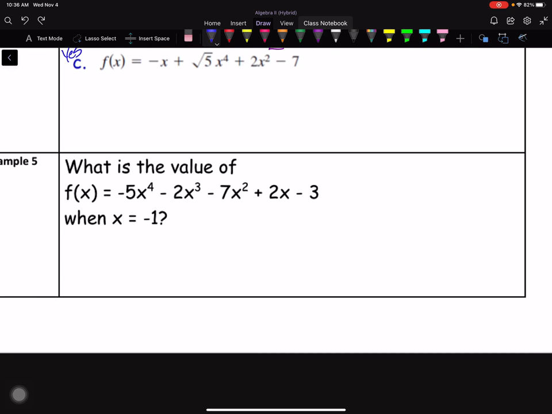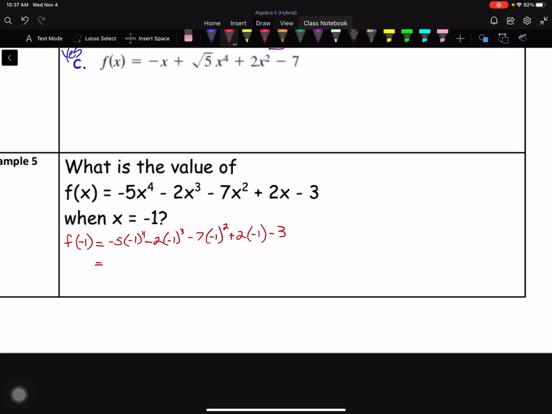The last example here is: what is the value of f of x, and it gives you the function, when x equals -1. All you need to do is plug in, so take the function and replace all the x's with -1. This means we are evaluating the function at -1, so f of -1 equals -5 times -1 to the 4th, minus 2 times -1 to the 3rd, minus 7 times -1 squared, plus 2 times -1 minus 3. So that's what it means when we're asking you to evaluate.